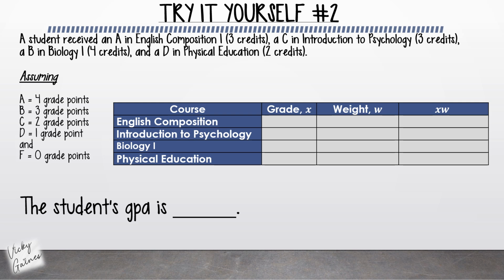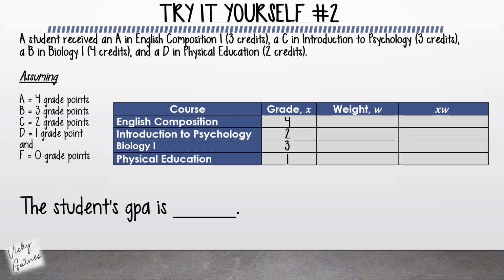That's a 2-credit class. So let's see, English Composition, the grade was an A. The grading point scale is to the left there, and an A is worth 4 points. Introduction to Psychology was a C, and looking over there, a C is worth 2. Biology 1 is a B, so that's a 3. And once again, boo on you, 1 grade point for physical education.